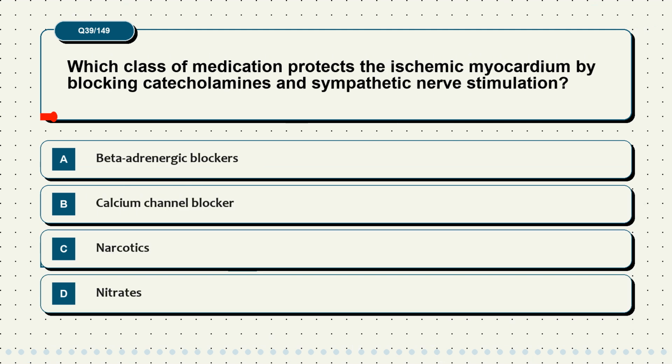Question 39. Which class of medication protects the ischemic myocardium by blocking catecholamines and sympathetic nerve stimulation? Here are the options. Option A. Beta-adrenergic blockers. Option B. Calcium channel blocker. Option C. Narcotics. Option D. Nitrates.